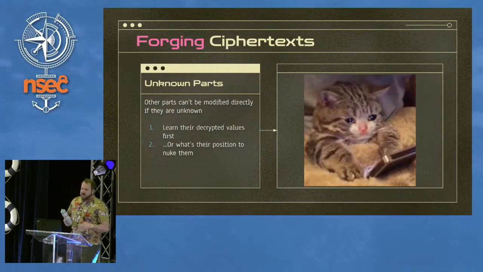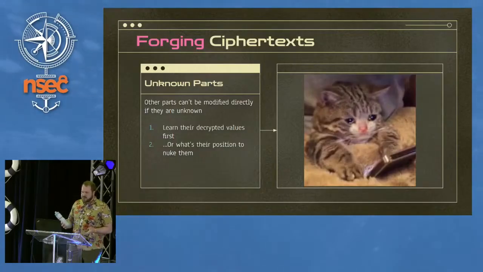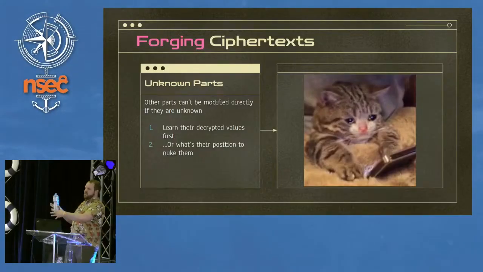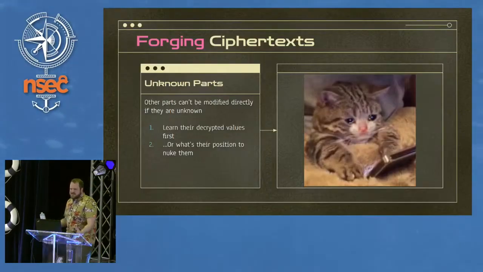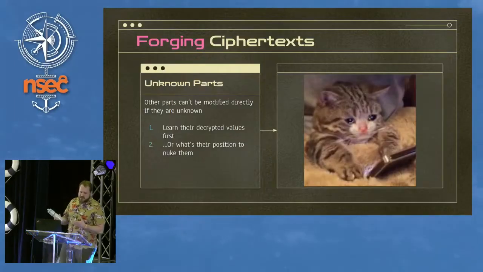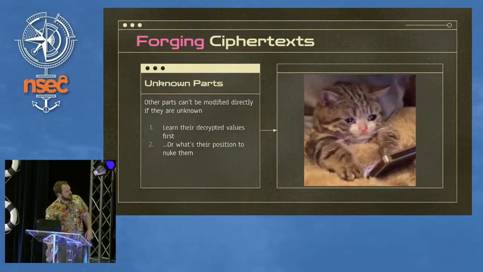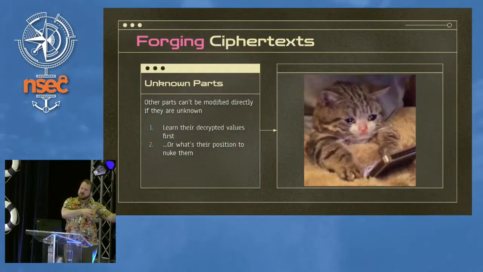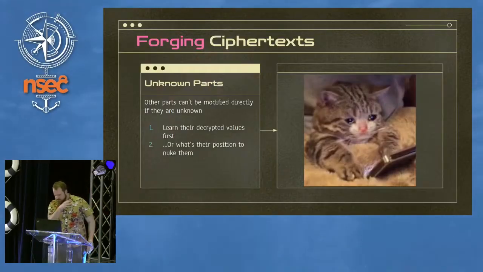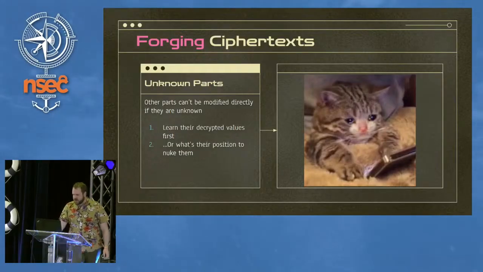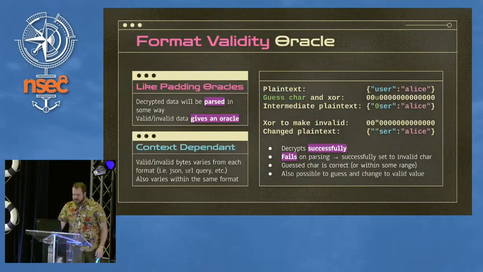If you don't know parts or you don't know much of the ciphertext, there's not much we can do right now. We can bit flip things, but we don't really know what we're bit flipping, so we cannot be sure of what the value is going to be. So we need to learn their decrypted values first. Or if we control some parts and it takes the first occurrence of the thing, we can maybe nuke the other things with bit flipping that does whatever. But yeah, we need to learn the decrypted values.